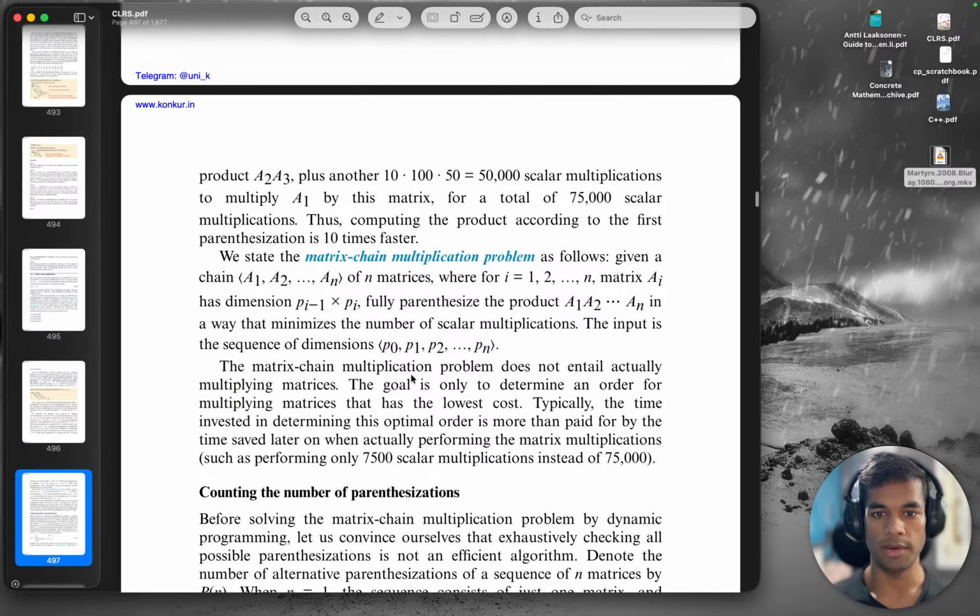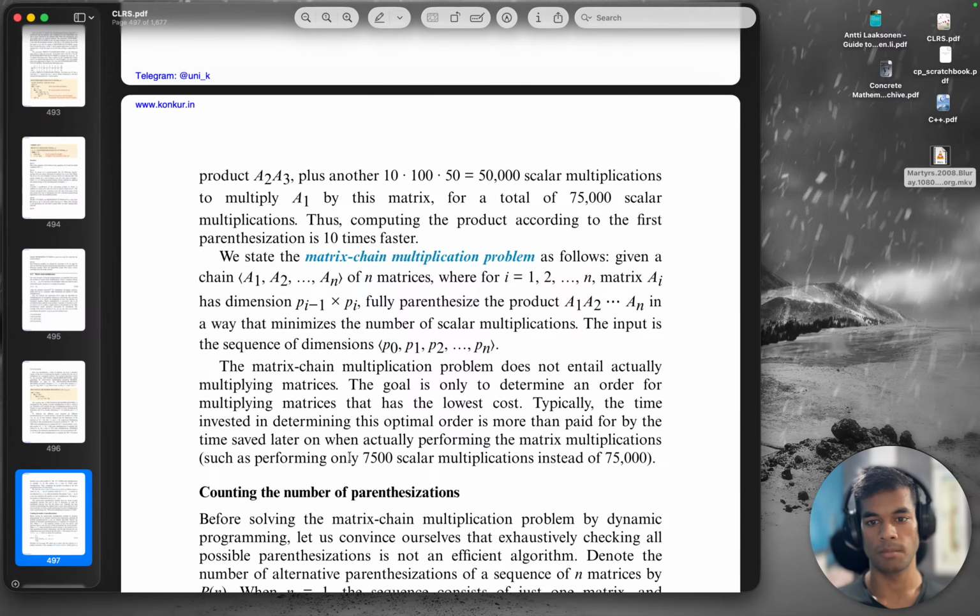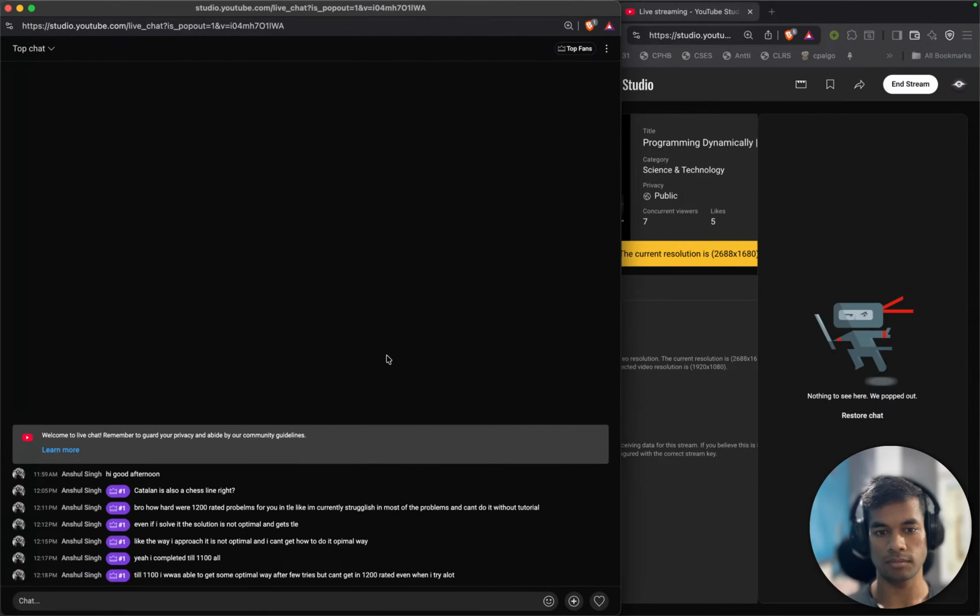The matrix chain multiplication problem does not entail actually multiplying matrices. The goal is only to determine an order for multiplying the matrices that has the lowest cost. Typically, the time invested in determining the optimal order is more than paid for by the time saved later when actually performing the matrix multiplication, because in the above example, the difference was a full order of magnitude.